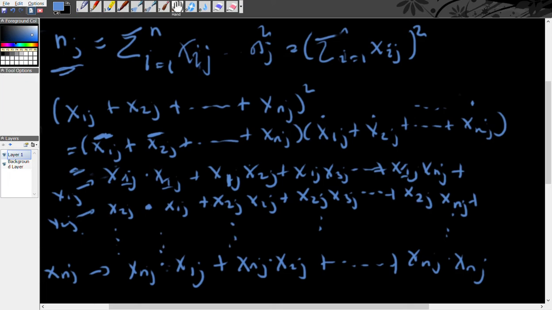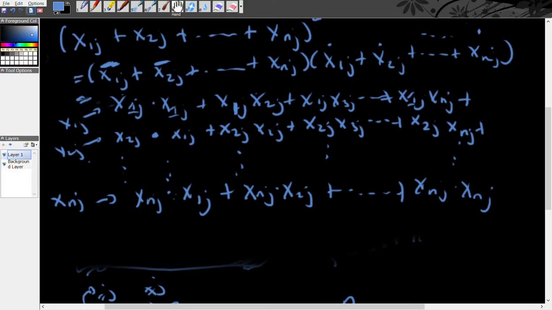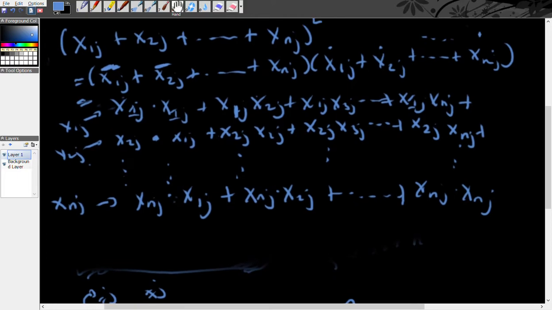So what was the point of me trying to bring this up? I need more space, give me one second. I need to erase this, so let me get the pen out. Okay. So what was the point of me bringing this up? It's because I want to break this sum into two very manageable portions.